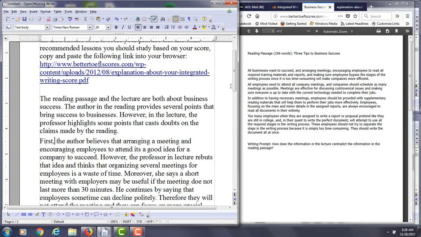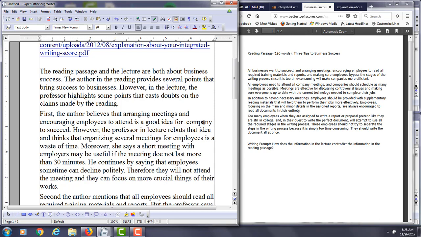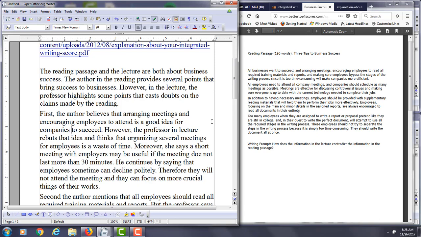The author believes that arranging, I'm going to change this to plural, arranging meetings, encouraging employees to attend, not it is, but is a good idea. So you're having some sentence structure issues there because you're using arranging meetings, encouraging employees. This is your subject. It's a gerund phrase, so there's no need to have another subject in there. Is a good idea for, I'm going to change this to companies to succeed.